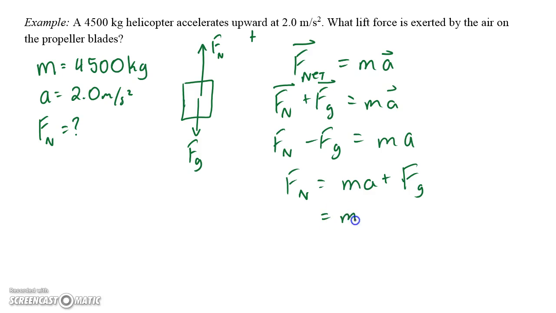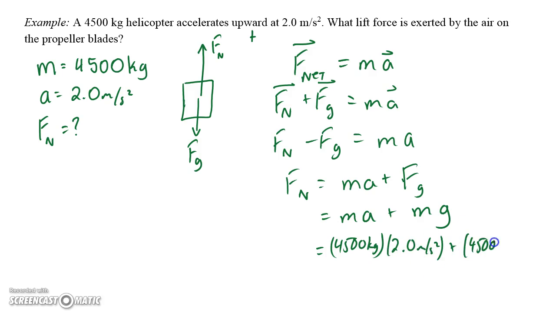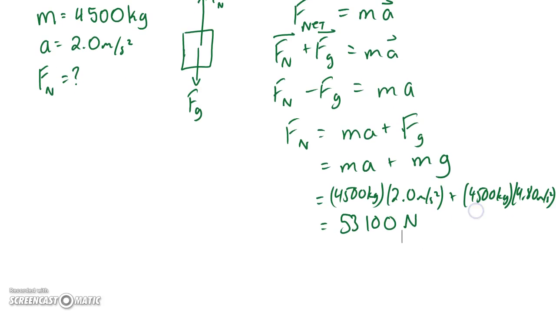We know that Fg is always equal to mg, so then we just plug in our numbers: 4,500 kilograms times 2.0 meters per second squared, plus 4,500 kilograms times 9.80 meters per second squared. And that, in our calculator, will give us 53,100 newtons. Carefully look at our sig figs. It's going to be 2, so we get 5.3 times 10 to the 4 newtons.